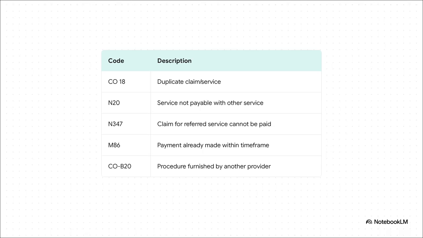And M86, that warns us about frequency limits, stating a payment was already made for a same or similar procedure within a set time frame. Knowing exactly which code you're dealing with, well, that's half the battle right there.